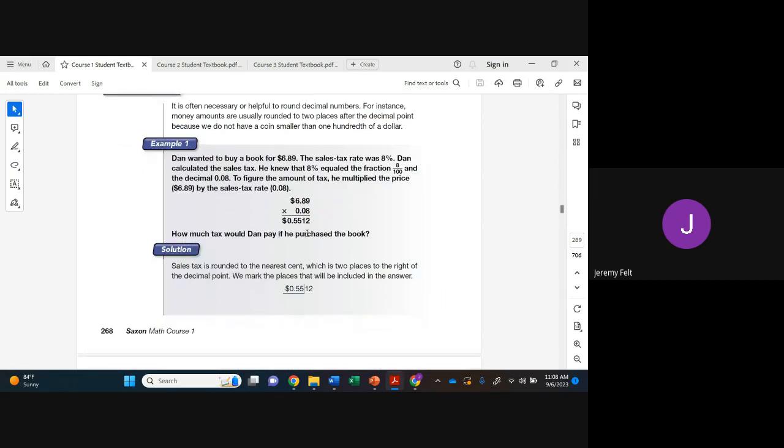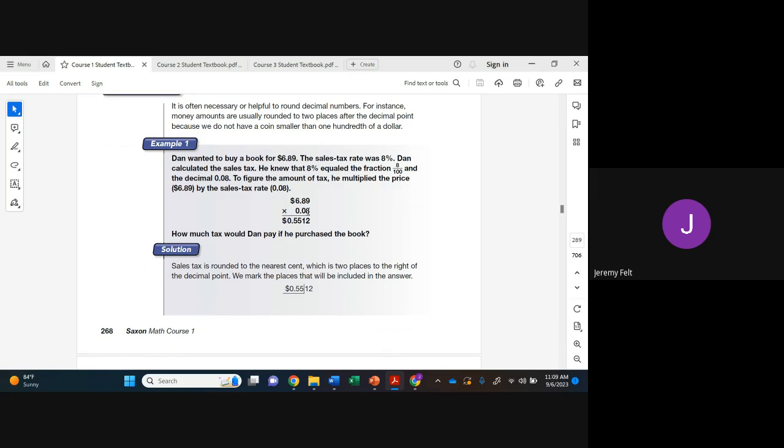All right, so money is a great example since we operate in dollars and cents, and 1 cent is 1/100th of a dollar. We take it out to two decimal places because we don't have anything smaller than a penny. We can't take it out to the thousandths or 10,000ths of a penny. So we round to two decimal places whenever we're working with money.